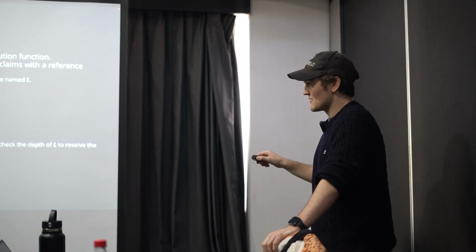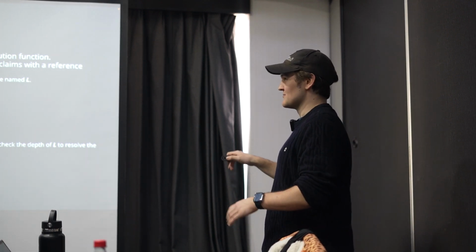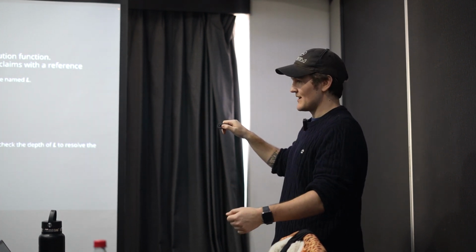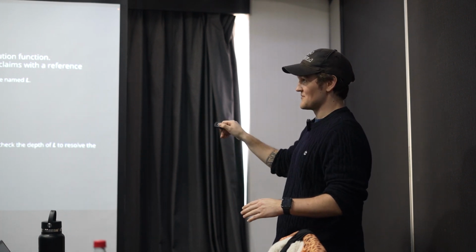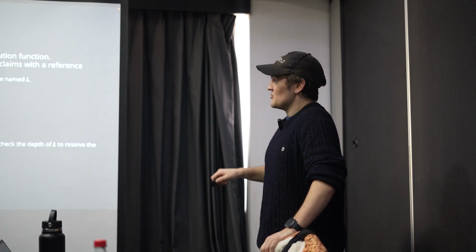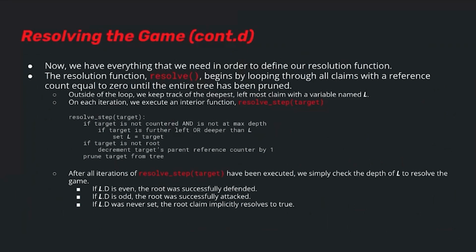And this is basically some pseudocode for the resolve step function. Let's go back for a second. We're going to keep track of the deepest and leftmost claim that we found during this resolution process with this variable named L. That's going to be really important for resolving the game at the end. And so, on the interior of the loop, we execute this function that has a target as the parameter, and if the target is not countered, and the target is also not at max depth, meaning it's not one of those execution trace steps, and also if the target is further left or deeper than the current L, we're going to set L equal to the target.